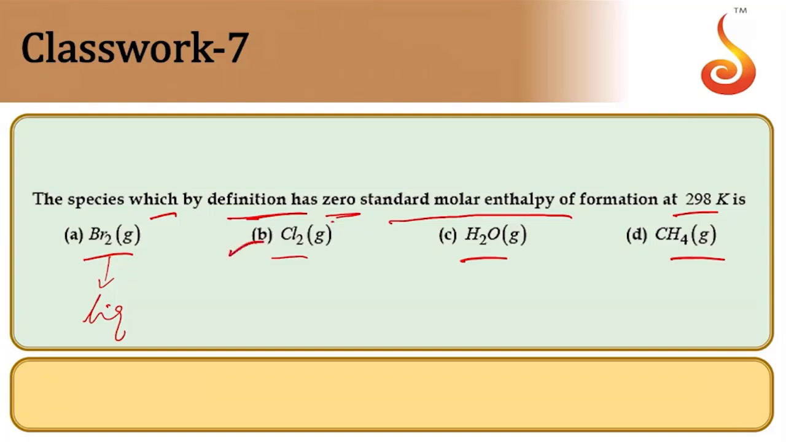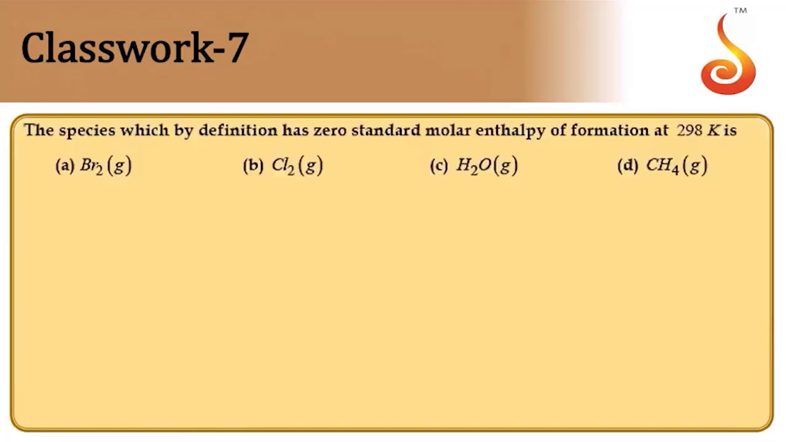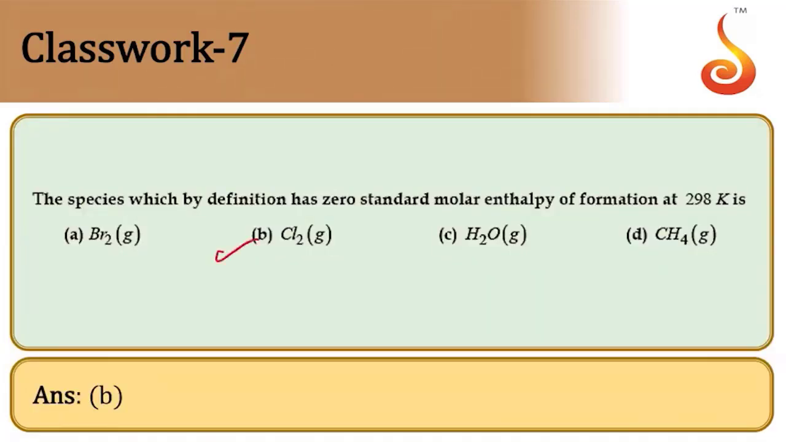Therefore, the answer here is option B. So the option is B in this case. For bromine, because the liquid state we have, the option stands as B for us.